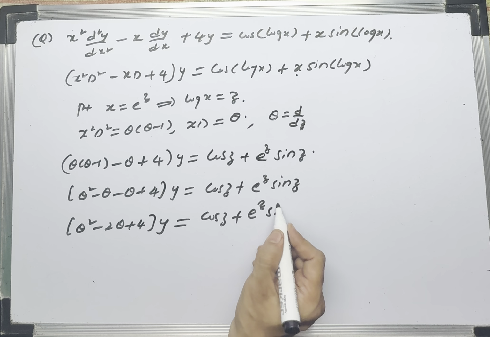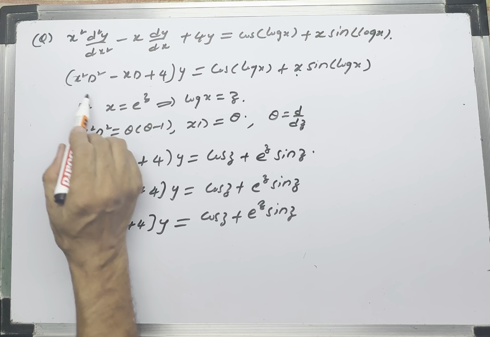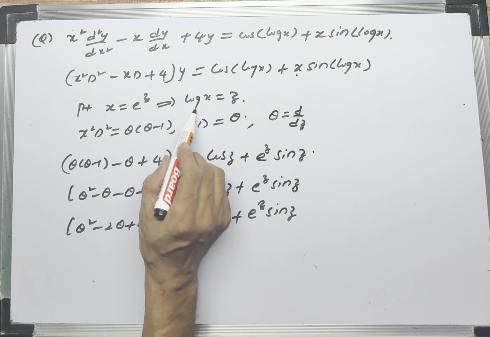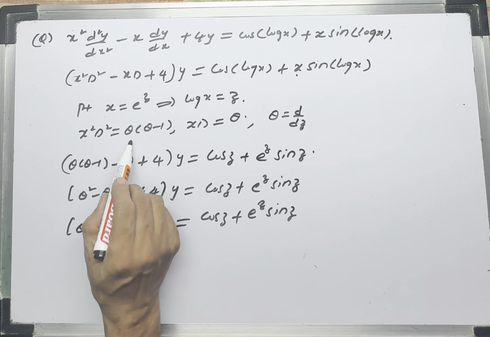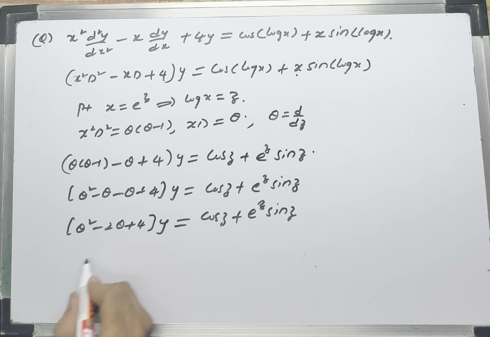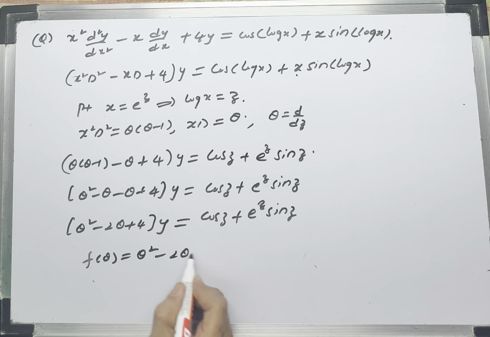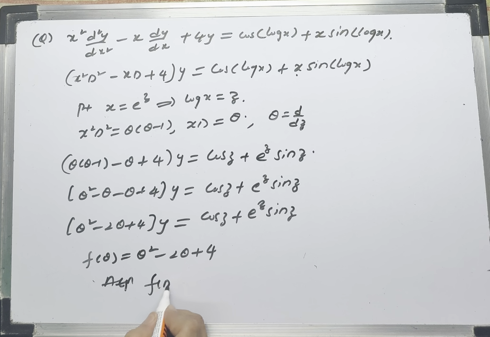So what we have done till here? One question is given to us. We have to consider this x is always e power z, log x is z. Then x square d square is theta into theta minus 1, xd is theta. Then theta is d by dz. Now f of theta, f of d type, same thing. Instead of d we have theta, that's it. So we have auxiliary equation f of m equal to 0, m square minus 2m plus 4.